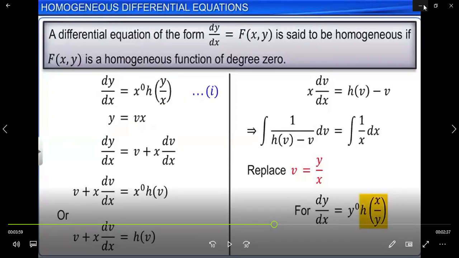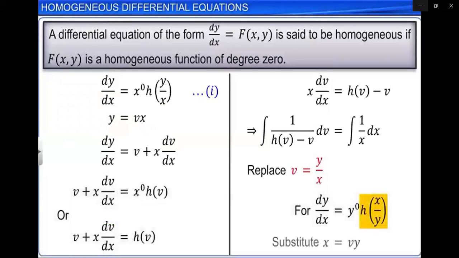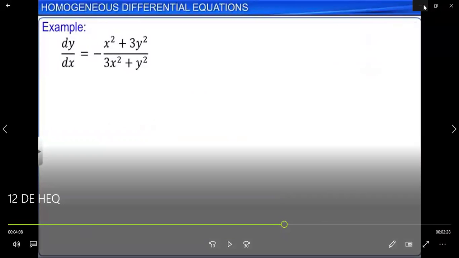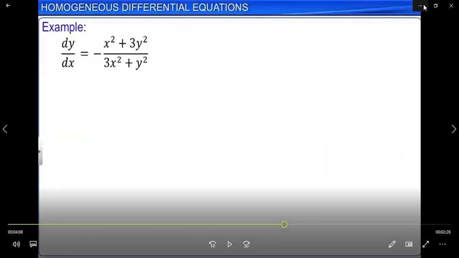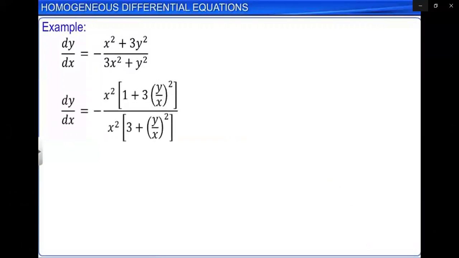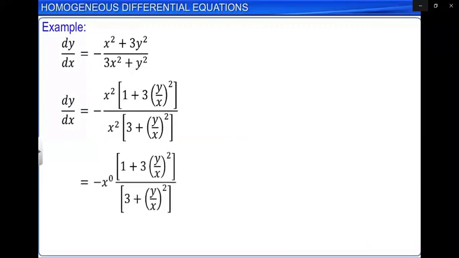Then if the equation is of the form dy by dx is equal to y raised to the power 0 into h of x by y, in that case you have to substitute x is equal to v into y. Okay, so now let's solve this given differential equation, that is dy by dx is given as like this. First of all, we have to find whether this is a homogeneous differential equation or not. In that case, we have to convert this given differential equation into a homogeneous differential equation.